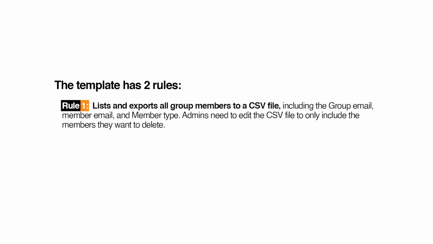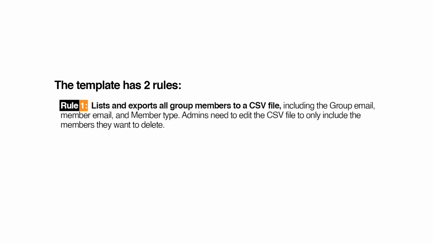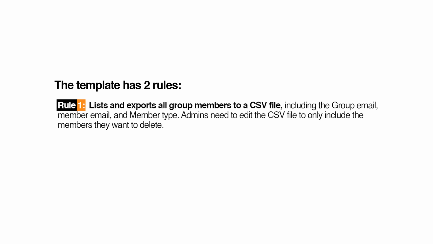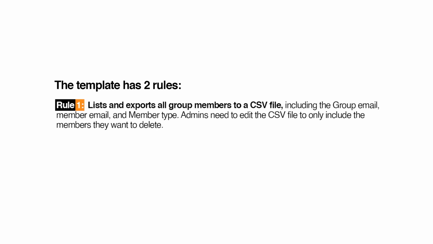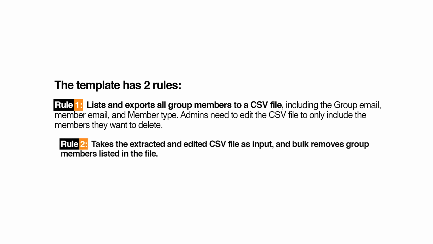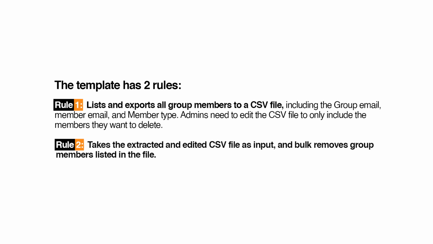Rule 1 lists and exports all group members to a CSV file, including the group email and member type. Admins need to edit the CSV file to only include the members they want to delete. Rule 2 takes the extracted and edited CSV file as input and bulk removes group members listed in the file.